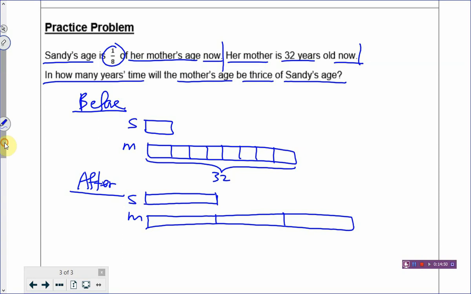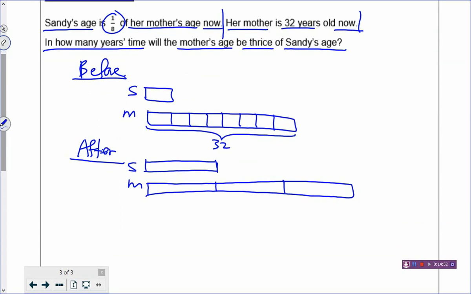Okay, so let's look at the model and let's use it to solve. Now you can see the before model, the mother has 8 units, which is 32. So 8 units is 32, sorry, 32. So 1 unit will be 32 divided by 8. So 1 unit is 4. Then you can find Sandy, because Sandy has 1 unit. So if Sandy has 1 unit, Sandy is 4 years old now.